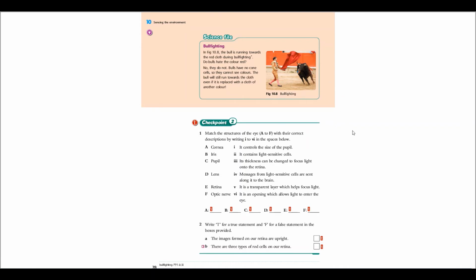And for the bottom part will be checkpoint 2. So pause the video now and try to do the matching and also the true or false question. I'll go through the answers with you right away.